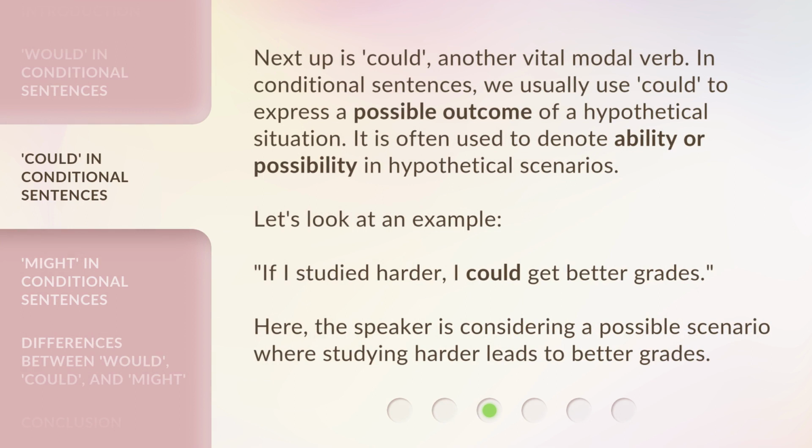Next up is could, another vital modal verb. In conditional sentences, we usually use could to express a possible outcome of a hypothetical situation. It is often used to denote ability or possibility in hypothetical scenarios. Let's look at an example. If I studied harder, I could get better grades. Here, the speaker is considering a possible scenario where studying harder leads to better grades.